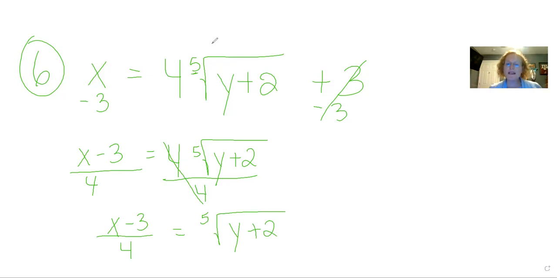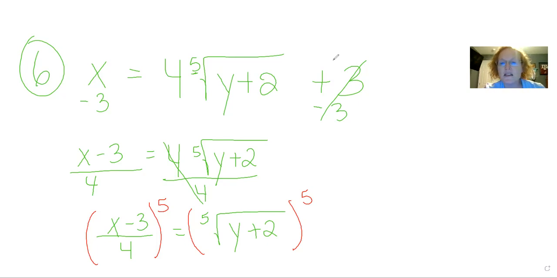Okay, so what we've done is gotten rid of everything that's outside of that root sign. So what we have to do now is get rid of the root sign. And so what you need to remember is that a root and a power cancel each other out. So this is the 5th root. So the way to cancel the 5th root is to raise it to the 5th power. But remember, whatever you do to one side, you have to do to the other side.